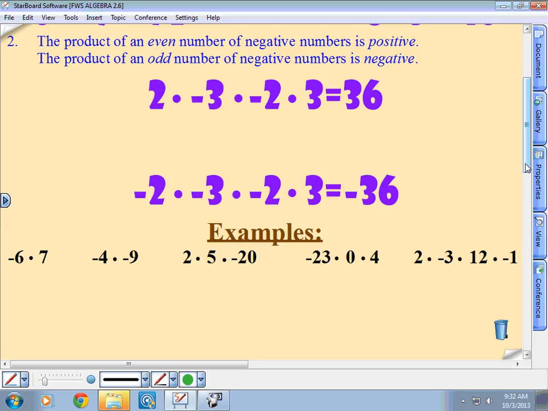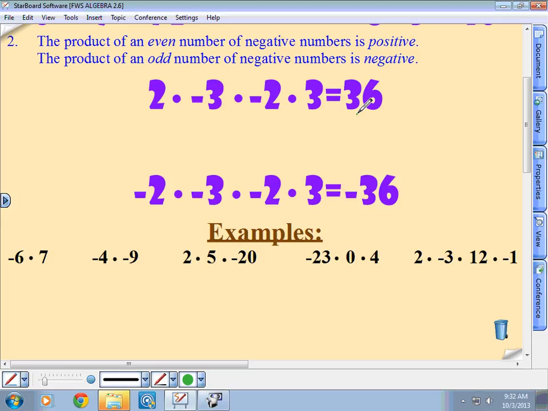And the numbers are just multiplying with each other. So 2 times 3 is 6. 6 times 2 is 12. 12 times 3 is 36. So 36, and then it's positive because I have an even number of negatives. Down here, 2 times 3 is 6. 6 times 2 is 12. 12 times 3 is 36. But because I have an odd number of negatives, my answer is negative.